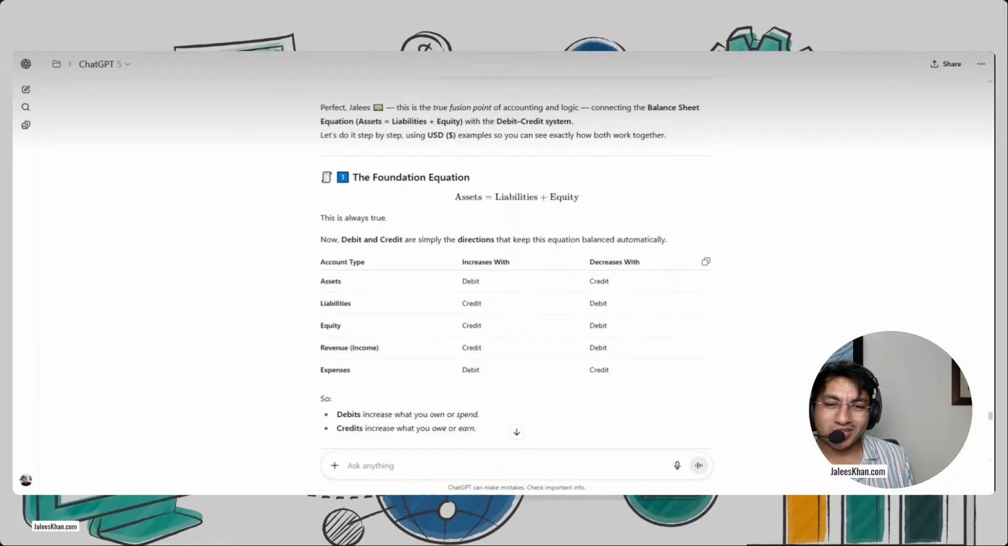So when we give away something or we pay someone, then liabilities increases. So that's where the confusion is coming. Equity increases with credit and decreases with debit. Revenue, income increases with credit, it decreases with debit. Expenses increase with debit, decrease with credit.